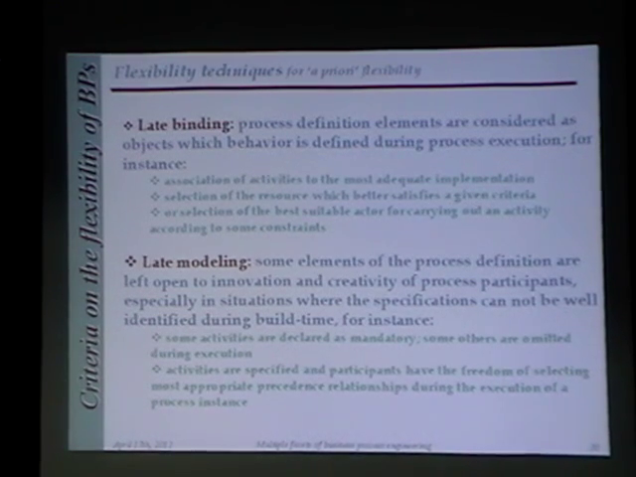In late modeling, it is often more open. Some elements of the process definition are left open to the innovation and creativity of the actors of the business processes, especially in situations where specifications cannot be well identified during the build time. For instance, some activities are declared as mandatory, but some others may be omitted during the execution. Or activities are specified and participants have the freedom of selecting the most appropriate precedence relationship between activities during the execution.